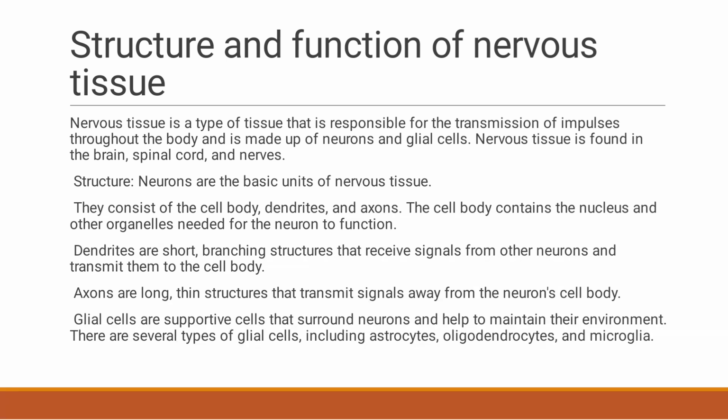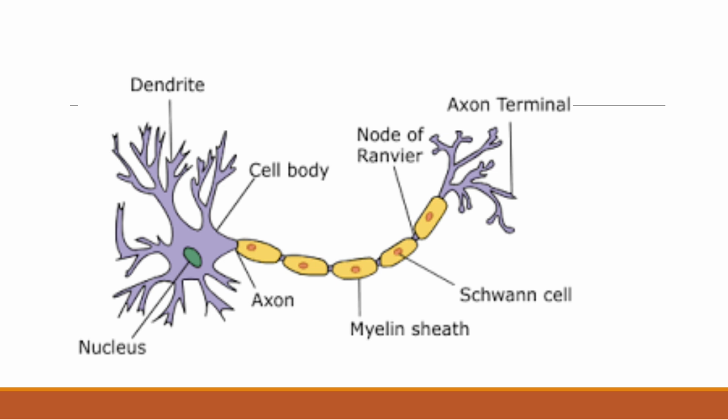Glial cells are supportive cells that surround the neuron and help to maintain their environment. There are several types of glial cells, including astrocytes, oligodendrocytes, and microglia. This is the structure of a neuron. Here, dendrites are there, nucleus, cell body, axon, then the myelin sheath, the outer covering, then squamous cells, then node of Ranvier, and axon terminal.